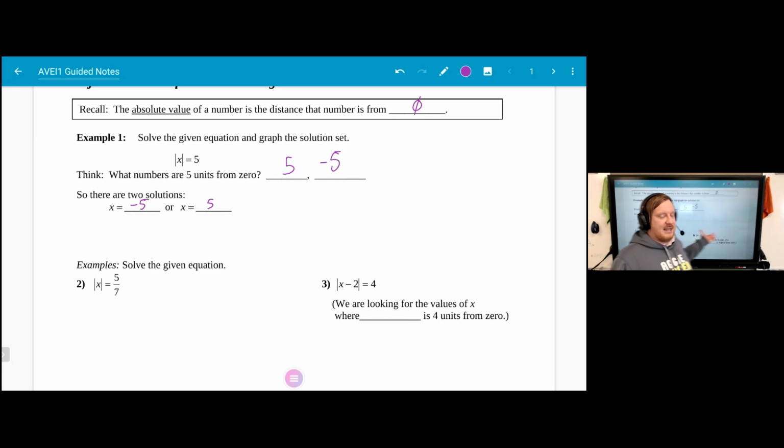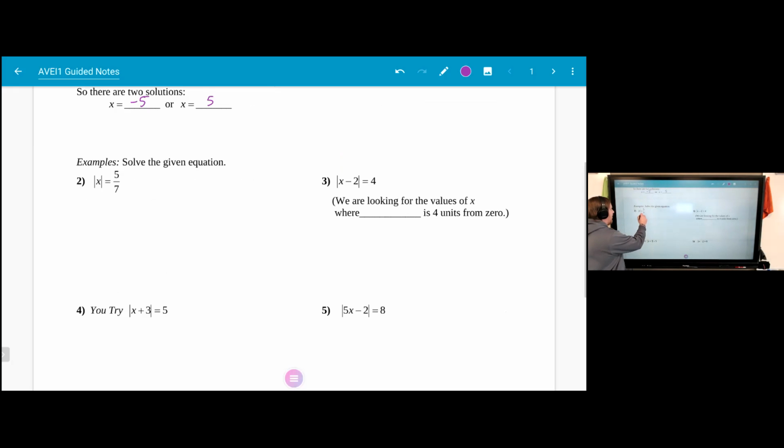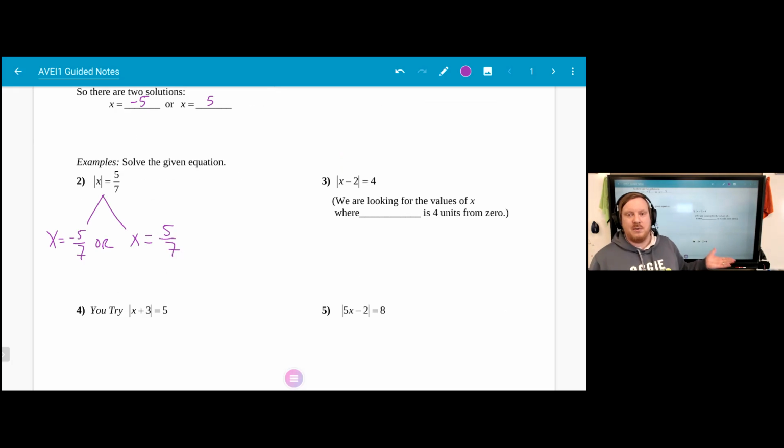Look at number 2. It says the absolute value of x equals 5/7. In other words, I can have 2 different things. I could have x equals -5/7, or I could have x equals 5/7. Either one of those would make this true.